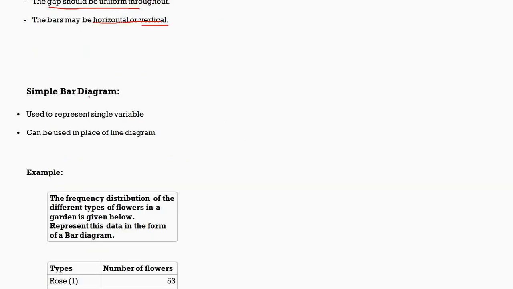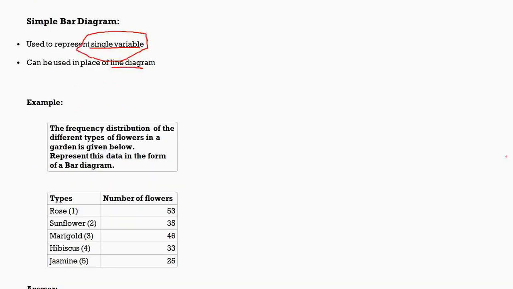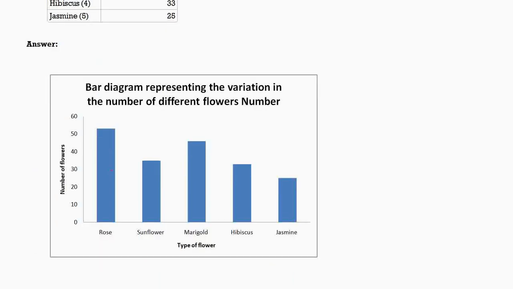Simple bar diagram is used to represent a single variable, and it can be used in place of the line diagram. So we will take the same example. The frequency distribution of different types of flowers is given, and we need to provide a bar diagram. So let us go down and check out the simple bar diagram. So again over here, the x-axis has the details regarding the different types of flowers, whereas the y-axis represents the number of flowers, that is the frequency. So over here, again just ignore this. The bar diagram representing the variation in the number of different flowers.